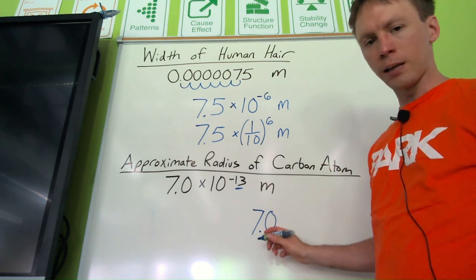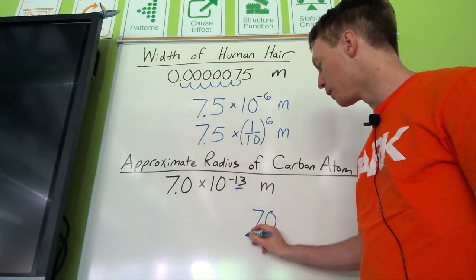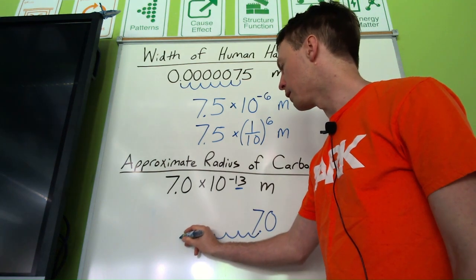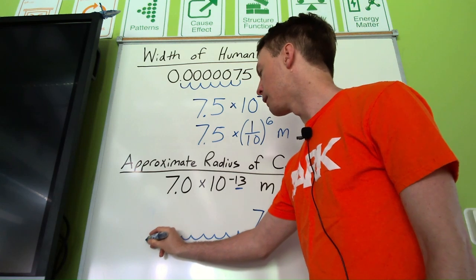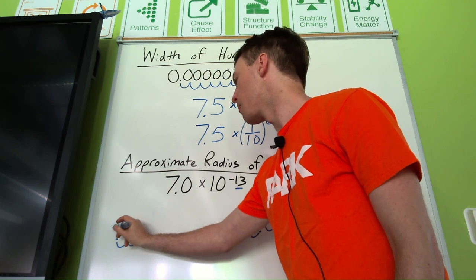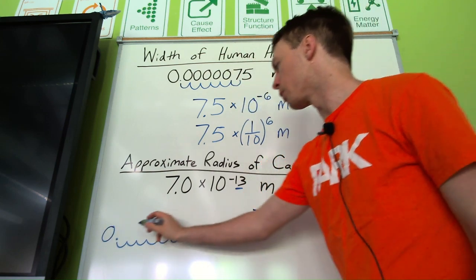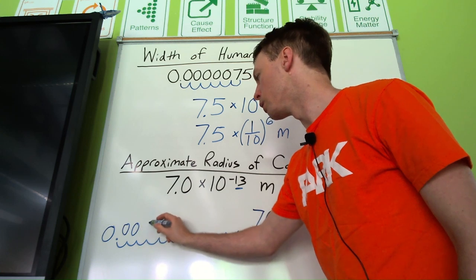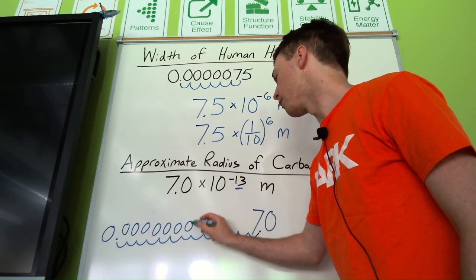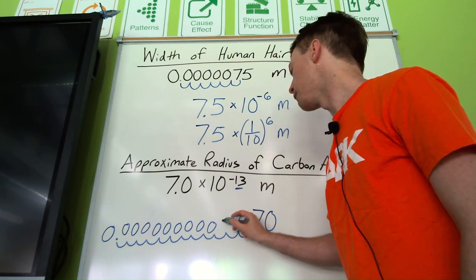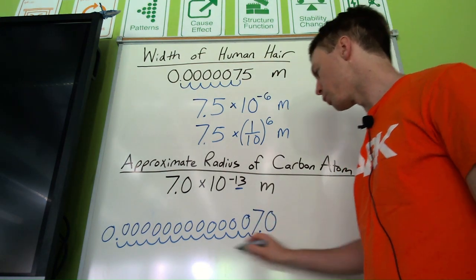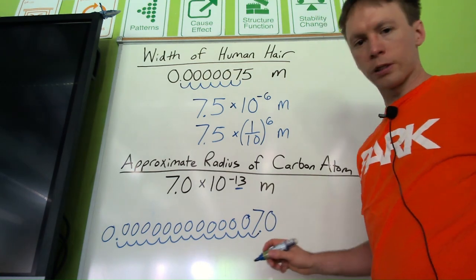13 times. So zeros we're going to add here. So 1, 2, 3, 4, 5, 6, 7, 8, 9, 10, 11, 12, 13. So the decimal goes there now. And then we fill this in with all these zeros. So 1, 2, 3, 4, 5, 6, 7, 8, 9, 10, 11, 12, and 13. So that's the 13 spots. We move the decimal, which gives us 12 zeros in front of the 7.